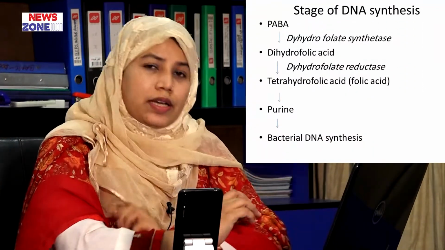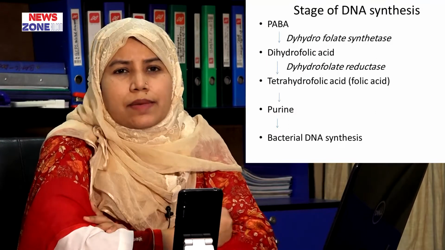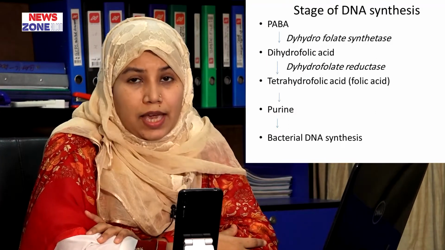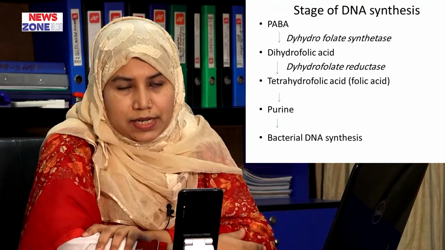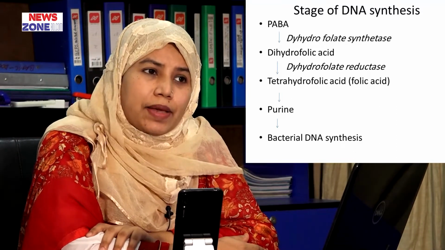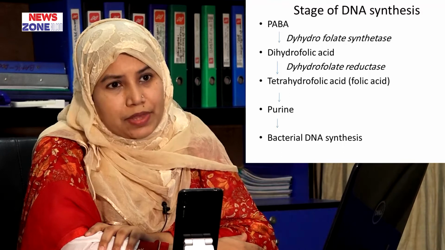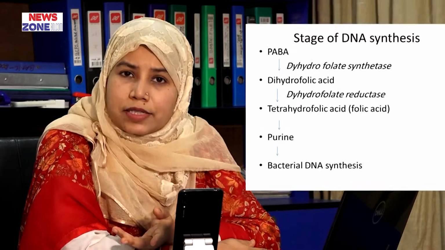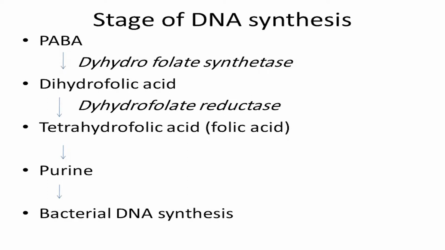Now, what is the structure of this type of drug? Sulfonamide containing drugs are structurally similar to PABA, P-A-B-A, all capital letters. That means para-aminobenzoic acid. The other name is pteridine or glutamic acid.